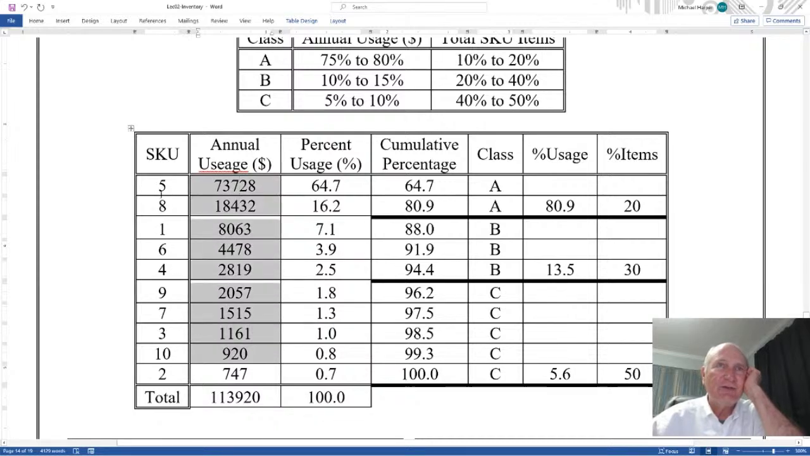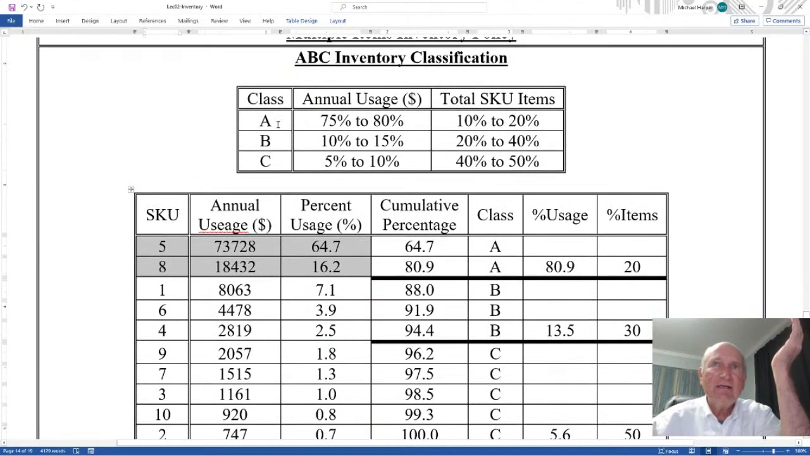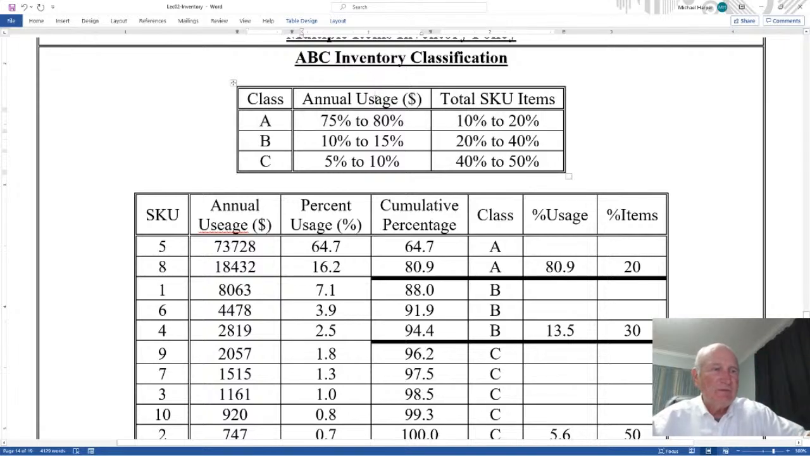I only have 10 SKU items. I rank order these things. I take the total and divide through to get percentages. Since I rank order them, the highest percentage is here, the lowest percentage is here, and then I ask, how many SKU items make up around 80% of my usage? Again, I misspelled it. I don't know why I misspelled this.